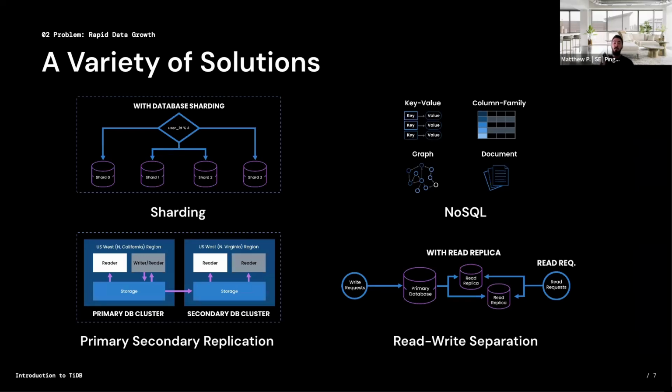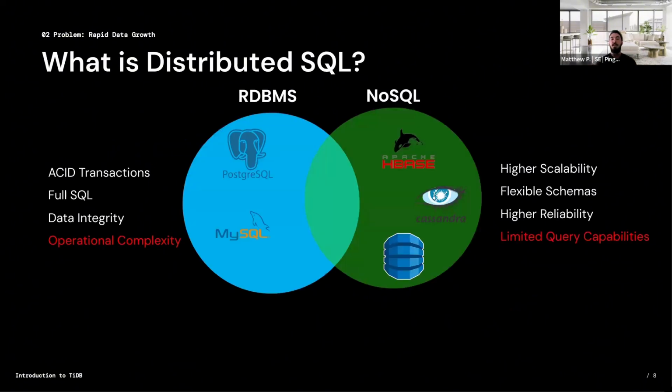Potential solutions to this problem and legacy solutions would be things like sharding. Sharding was one of the first solutions taken to address massive data growth. And then NoSQL came around. That also became a very prominent solution, but there were sacrifices with NoSQL. You no longer got the ACID transaction integrity that you got from typical SQL databases. There was also primary, secondary replication and read and write separations. And these are all potential fine solutions, but they all have individual downsides. And that's kind of where distributed SQL comes into play.